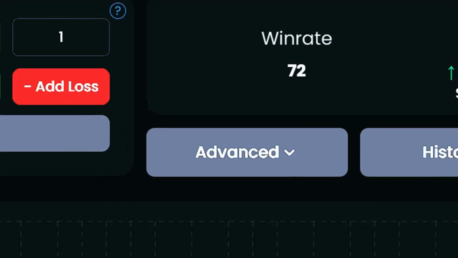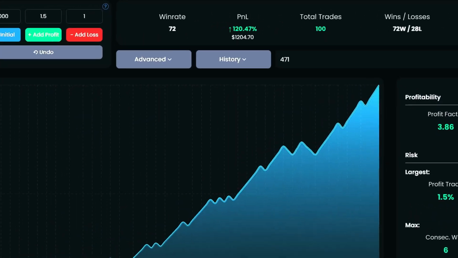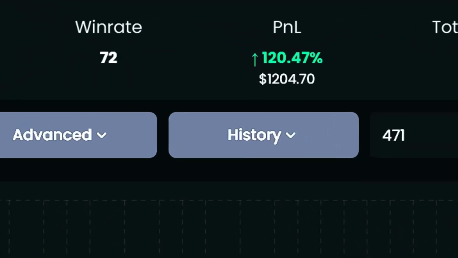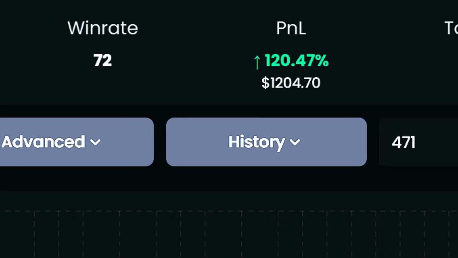This goes to show you just how powerful this strategy can be when applied correctly. But it doesn't stop there. During this period, we were able to generate an impressive 120% profit. To put that into perspective, our initial investment more than doubled in just a short time.